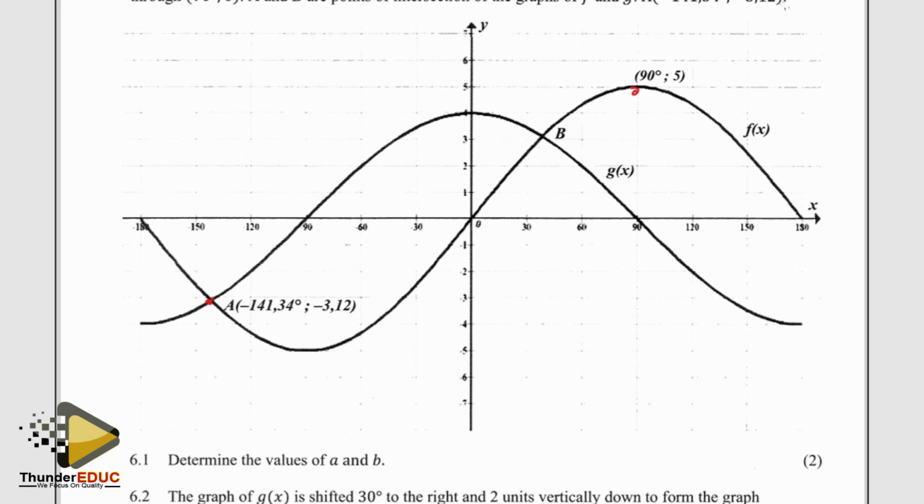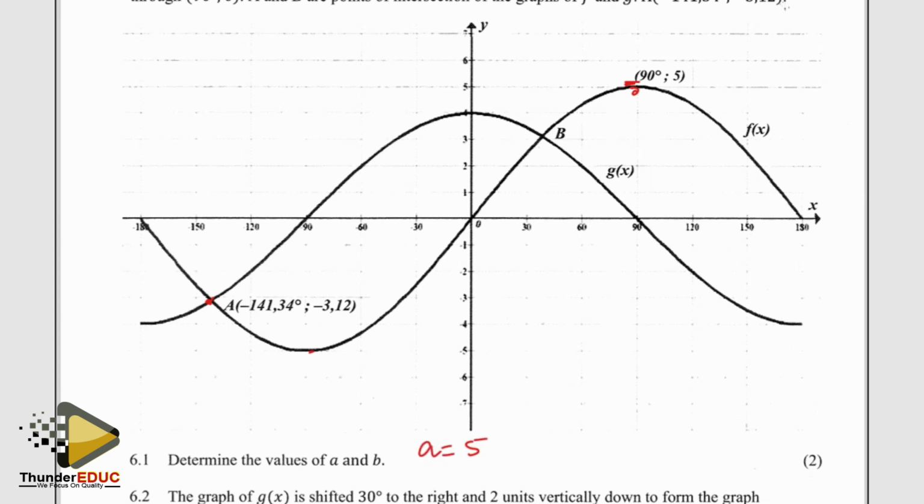When you look at a, this a normally represents the amplitude of the graph. For f, we're seeing that it is reaching a maximum of 5 and a minimum of negative 5. So automatically a becomes 5.